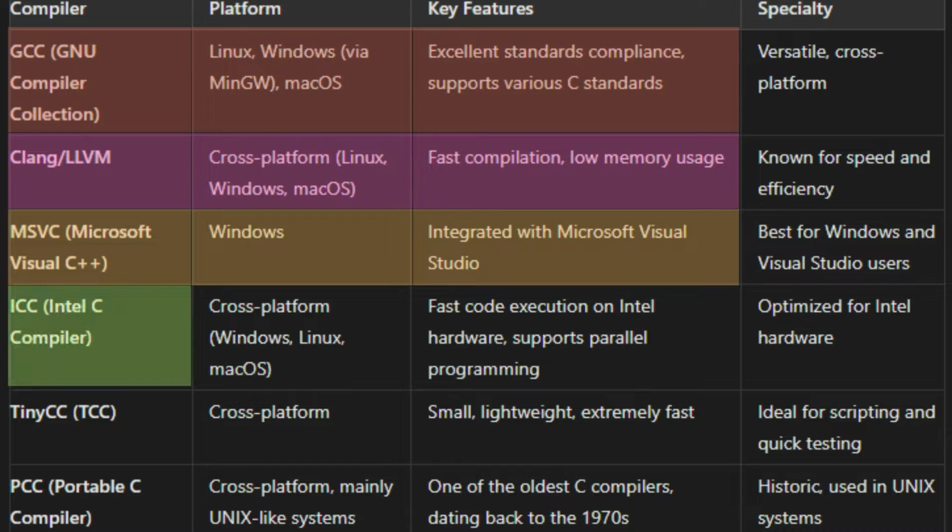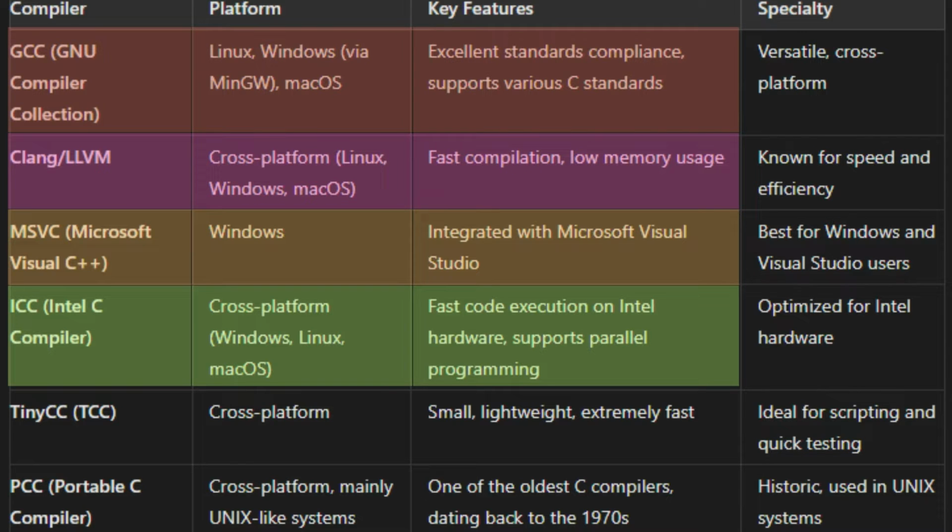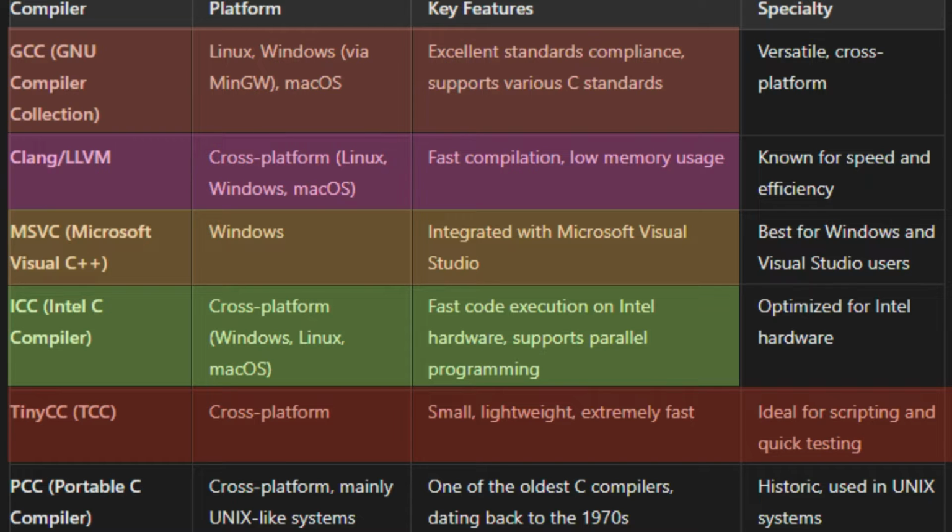Another one is Intel C Compiler, or ICC for short. It's equally cross-platform, offers fast code execution on Intel hardware compared to other compilers, and supports parallel programming models. Second to the last is TinyCC, or TCC for short. It is cross-platform, and as its name suggests, it's very small and lightweight, but it is extremely fast and is commonly used for scripting and quick testing.